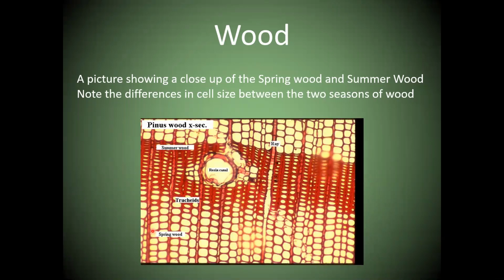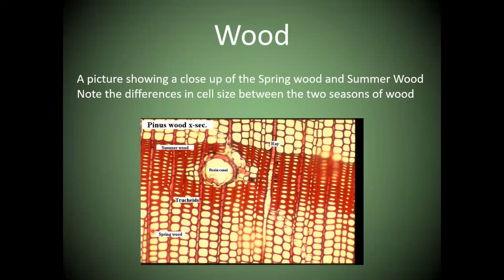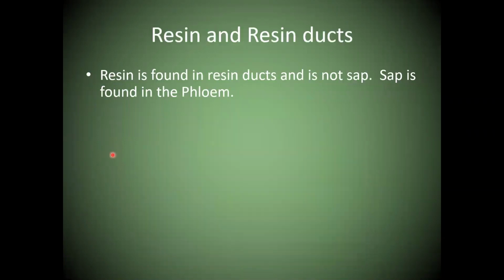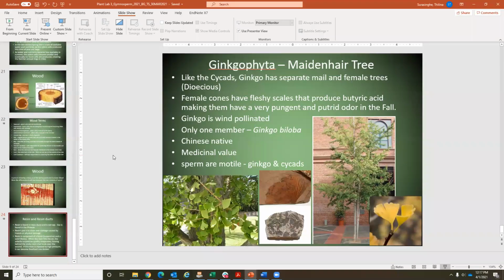So we described this particular part already, and you can clearly see in this one that the springwood xylem cells are larger, and that the springwood itself is thicker compared to the summerwood. Resin and resin duct, I talked about that already. It's sort of repeating the same structure, same components over here.